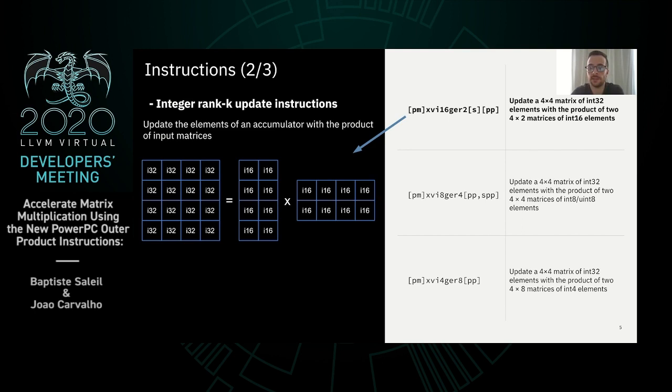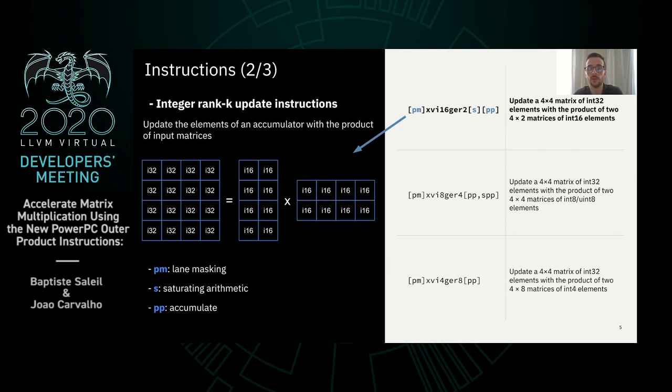We see on the right side that there are variants of this instruction with different prefixes and suffixes that can actually be combined. For example, the same instruction with the PM prefix allows using masking, so it allows keeping only some columns and rows for the multiplication. The S suffix allows using saturating arithmetic. And finally, instructions with the PP suffix accumulate the result in the given accumulator instead of just overriding it.